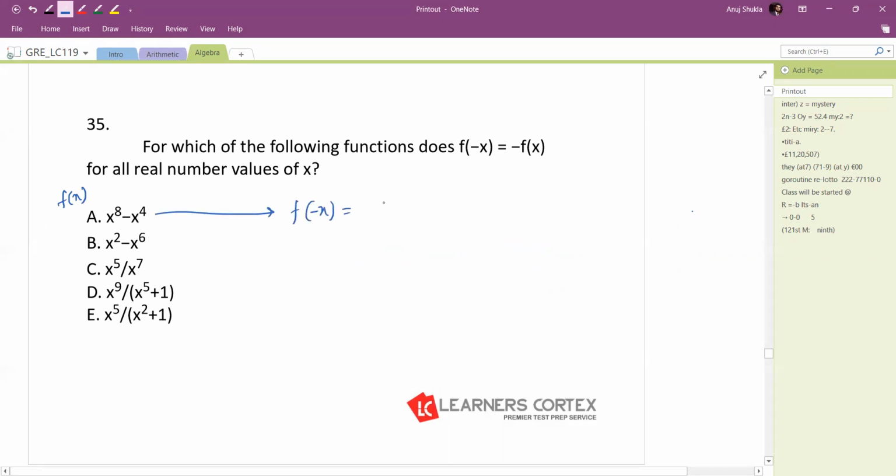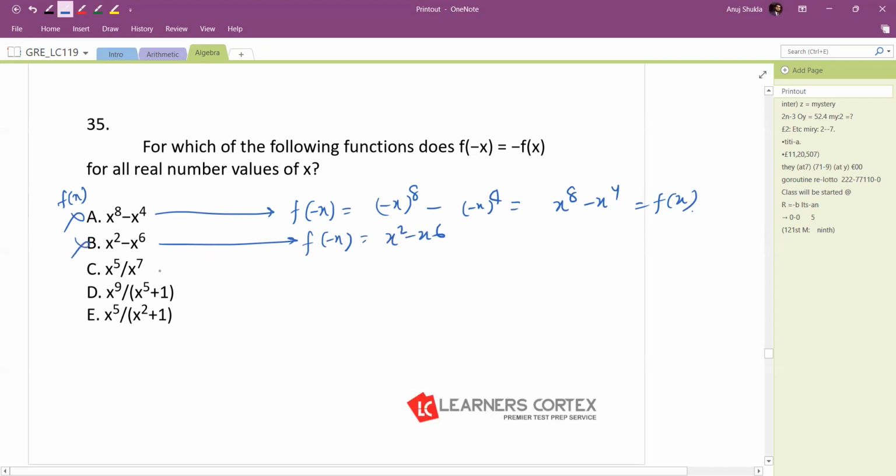So minus x raised to power 8 and minus x raised to power 4, it is the same, right? And this is equal to f of x. So this is not the answer. Same for this one. When you find f of minus x, you will get the same, x square minus x raised to power 6. Again, this is also not the answer. x raised to power 5 and x raised to power 7. When you find f of minus x, it will be minus x raised to power 5 and minus x raised to power 7. Again, this will be equal to f of x, not the answer.